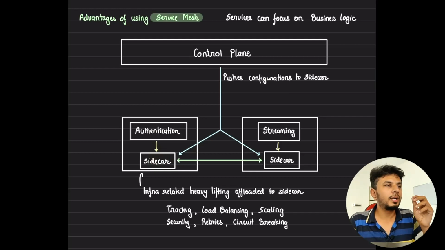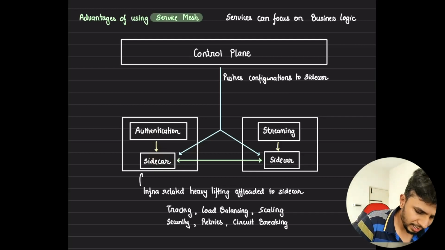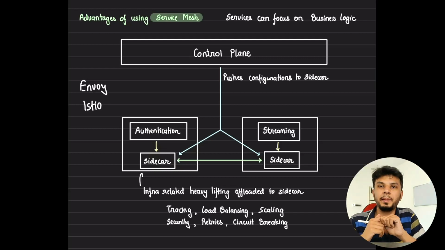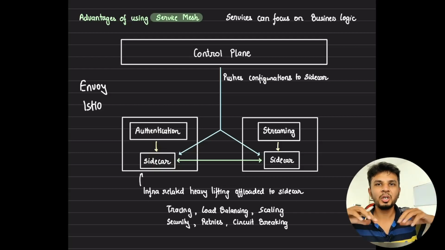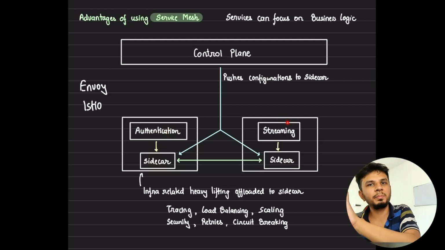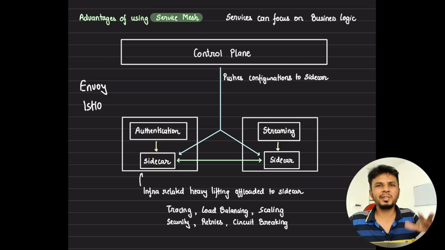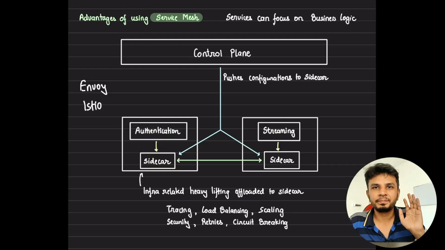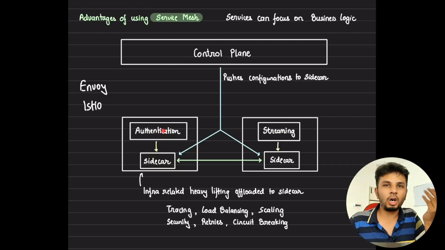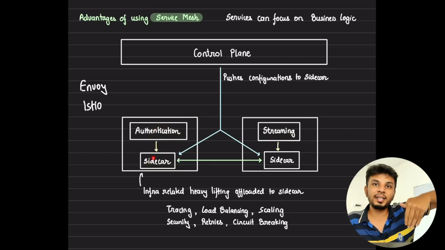This is where solutions like Envoy and Istio come into play. What they do is they run as a sidecar. They take care of all the peripheral things so that the authentication service can simply take care of authentication and the streaming service can simply take care of streaming. Logging, distributed tracing and whatnot is all offloaded to the sidecar. So how the communication happens is, let's say the authentication service wants to talk to the streaming service. The authentication service makes a request to the sidecar running on that instance.